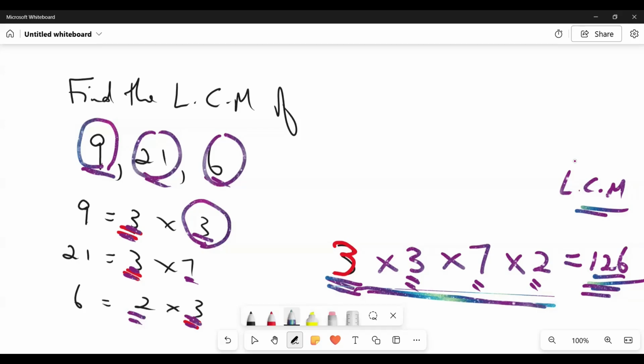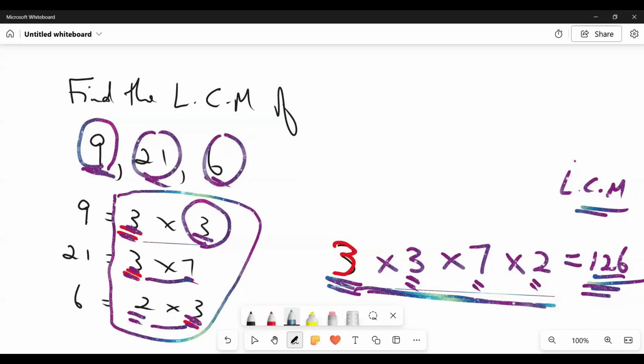Listen to the procedure one more time. Take each number, write it as a product of its prime factors, right? Take all 3 of them, we did that. Next, you want to include all their factors in the LCM, but you're not going to duplicate common factors. You see? So there's a 3 there, there's a 3 there, there's a 3 there. We're not duplicating these 3 times. We're only using it 1 time.